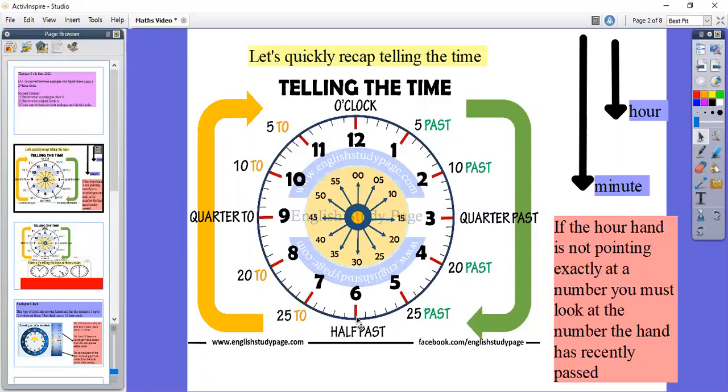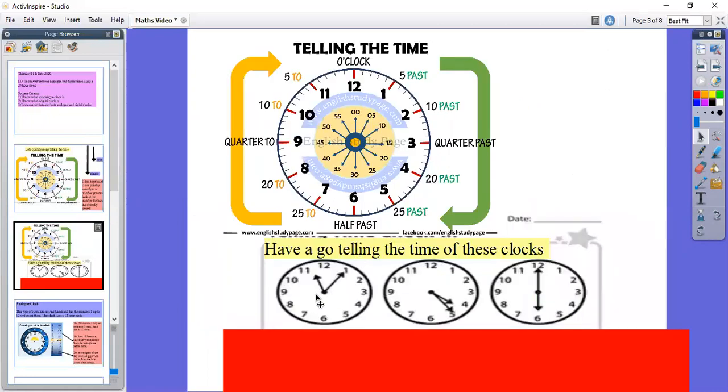And then as my minute hand passes the halfway mark, I'm going back to the next hour. So it means my minute hand is going to be called 2. So 25 minutes to, 20 minutes to, 15 minutes to, also known as quarter to, 10 minutes to, and then 5 minutes to. Now, I would like you to have a go at telling the times of these 3 examples here. Pause the screen so you can have a go as I'll go through the answers in a moment.